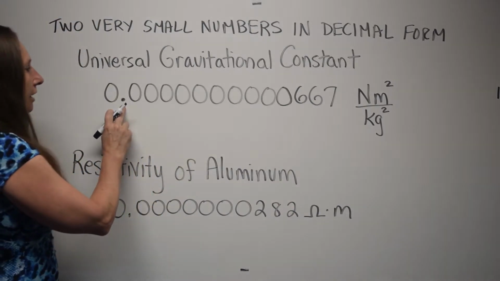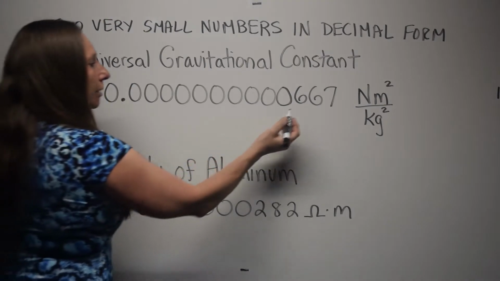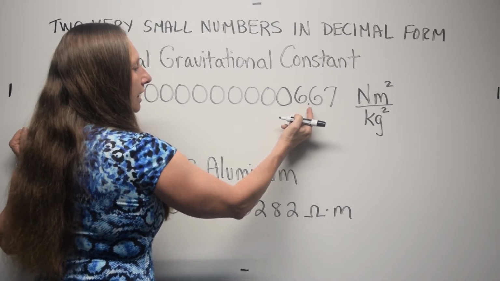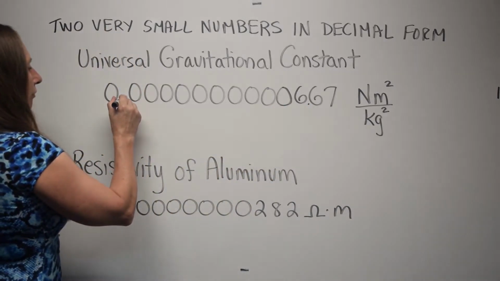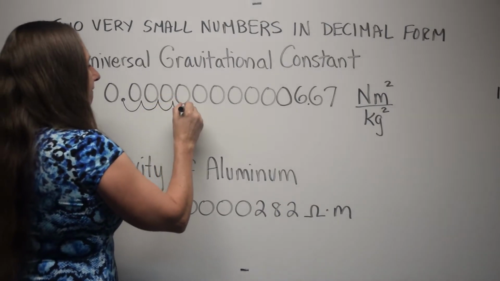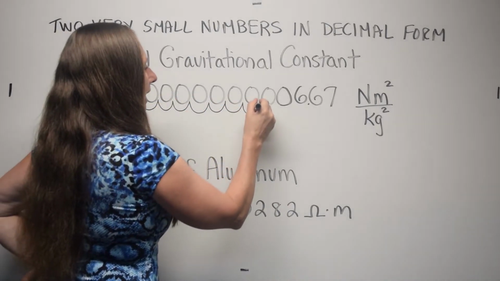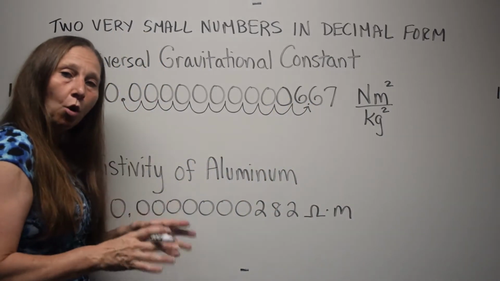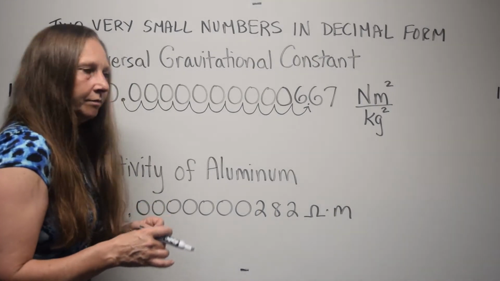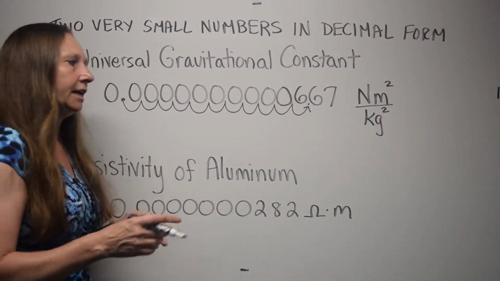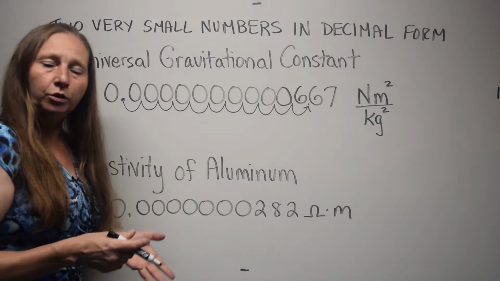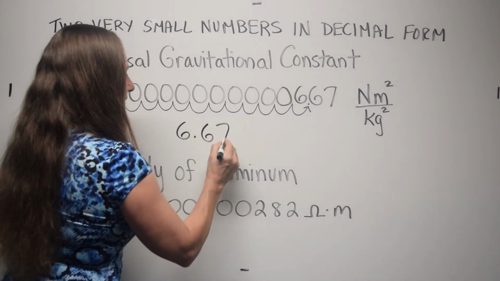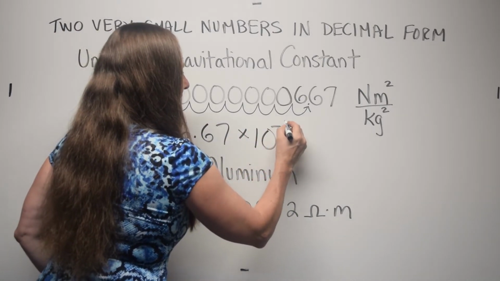There's a decimal point right here. All right, so we're going to count the number of jumps until there's only one number in front of the decimal point. So we want the decimal point to end up right there. So here we go. That's 1, 2, 3, 4, 5, 6, 7, 8, 9, 10, 11 jumps. Since this is a very small number, a number less than 1, the exponent is going to be negative. That was 11 jumps, so the exponent will be negative 11. So we've got 6.67 times 10 to the negative 11.